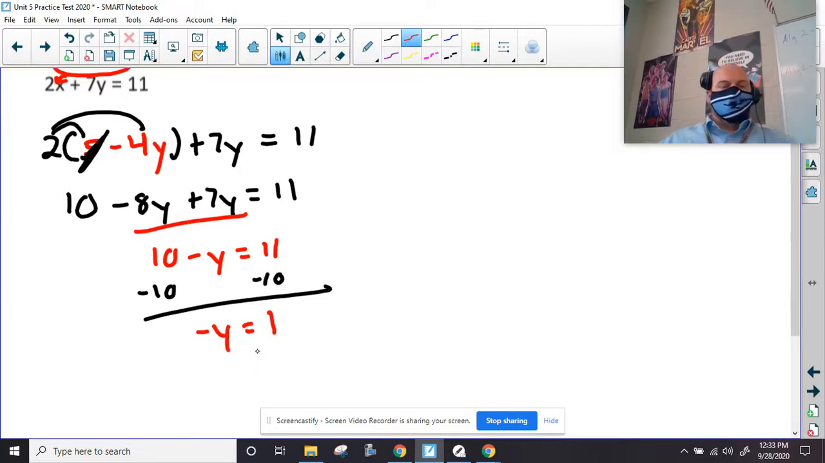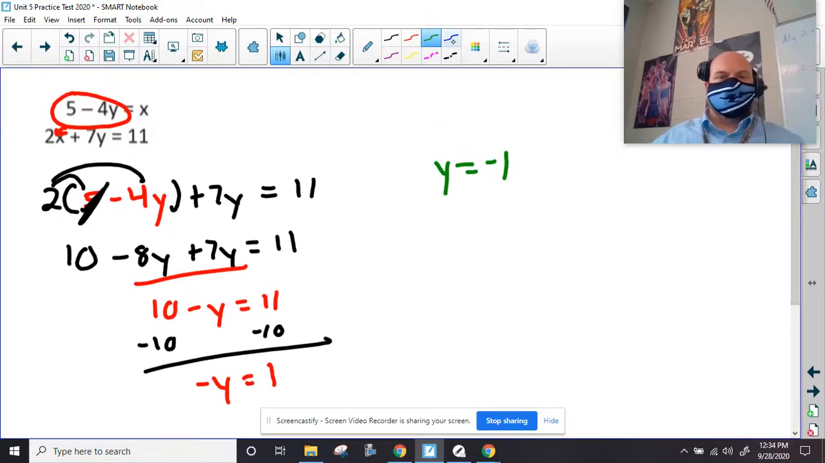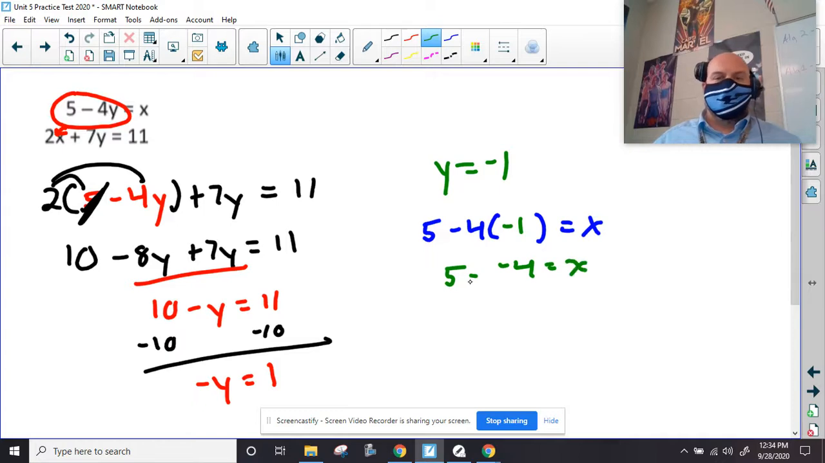All right. Now, if you know stuff about things, you don't actually have to divide or multiply. You already know that y is going to be -1. And to find x, we would just plug it back in. So this becomes 5 minus -4 equals x. Minus a negative plus a positive. So we end up with (9, -1).